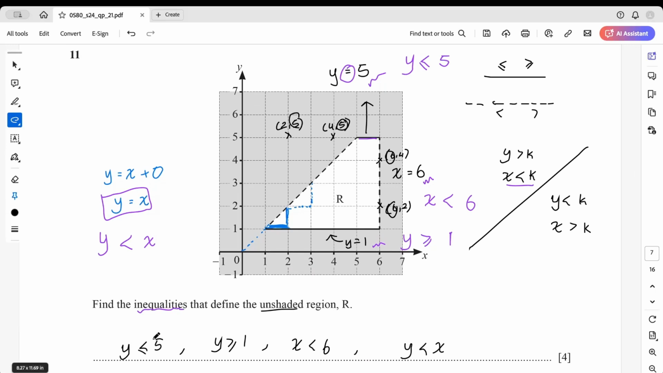However, notice that these two both have y in them. So in reality, we can actually combine these. When we combine this inequality, we are going to get 1 less than or equal to y, which is less than or equal to 5. So these are your 3 inequalities.